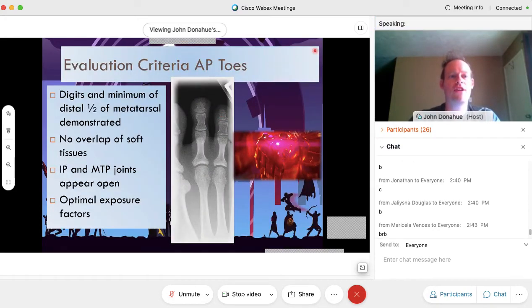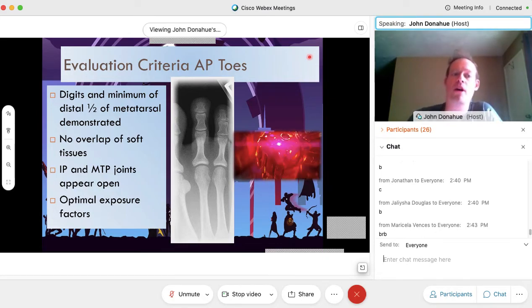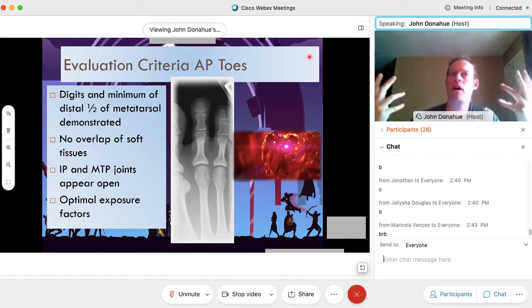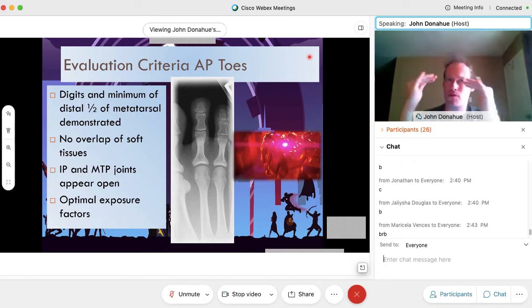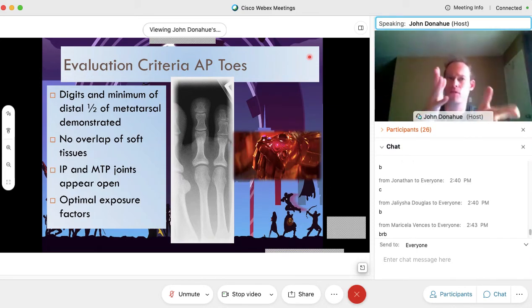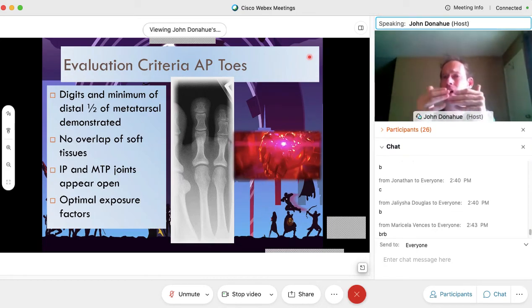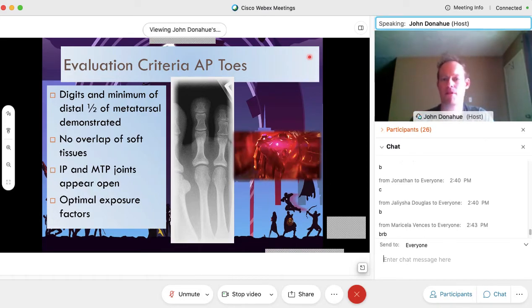Now, our evaluation criteria, we want the digits in a minimum of the distal half of the metatarsal demonstrated. So we don't need the entire metatarsal on there, only the distal half of the metatarsal. We don't want the toes to be overlapped. Now, as you know, a lot of patients present with their toes very curled and gnarled up. They'll overlap on top of each other. If you notice that, you want to try to separate those toes. If you have to use tape, if you have to use gauze, try to separate those toes. It's very important because it's very easy to have overlap going on with the toes. Make sure you separate those toes properly.